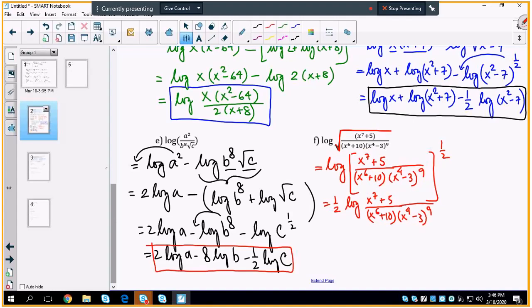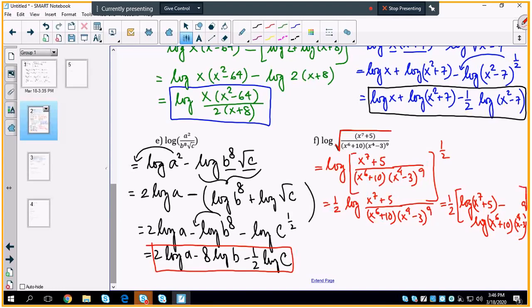Now I will use the quotient rule. So I will get 1/2. Again, I will get multiple terms. So it is ideal that you put them inside the bracket or parenthesis. You call it log of the top, x to the power 7 plus 5. Quotient, so minus log of the bottom, which is (x to the power 6 plus 10 times x to the power 4 minus 3) whole to the power 9.